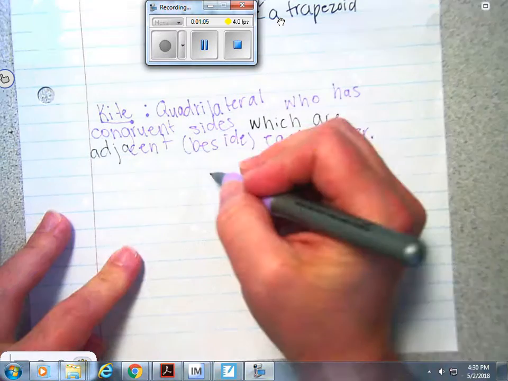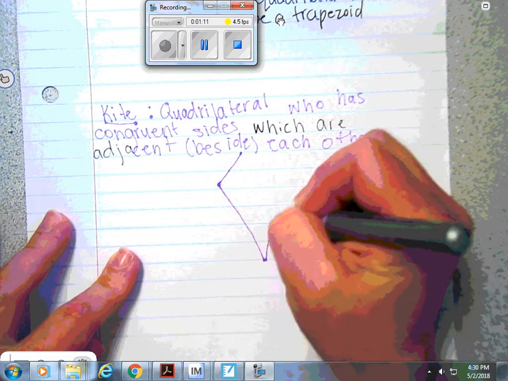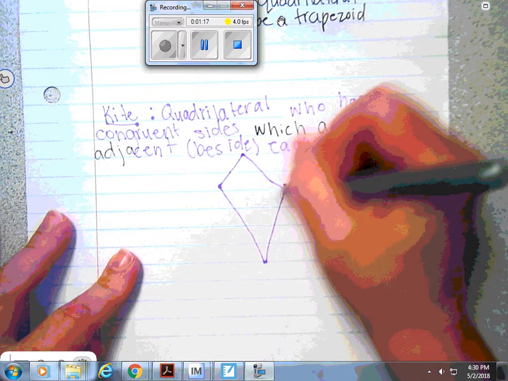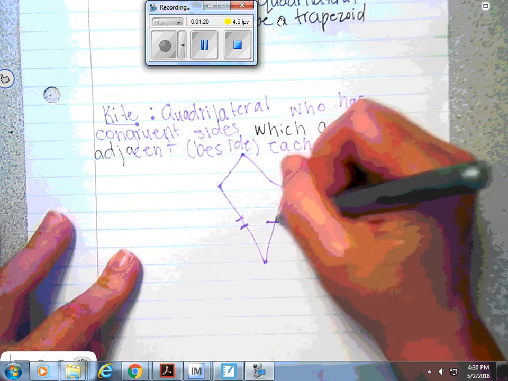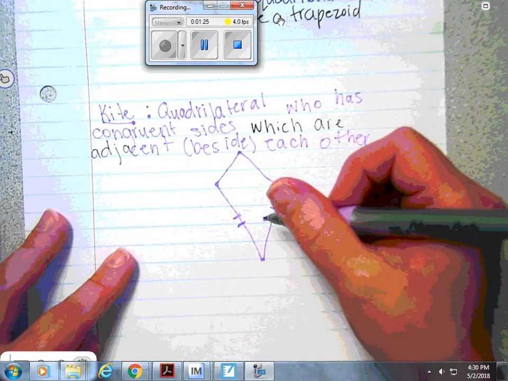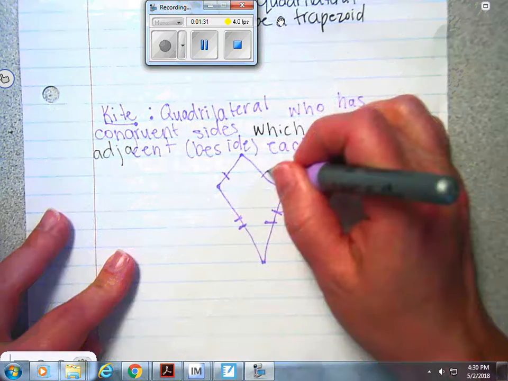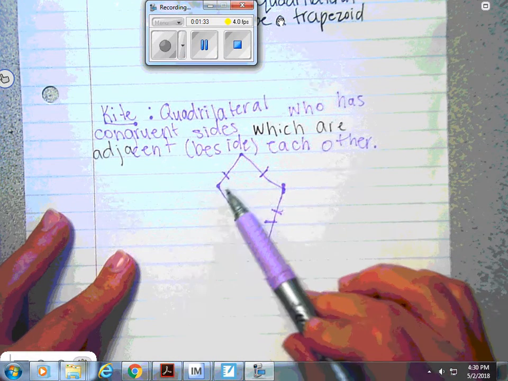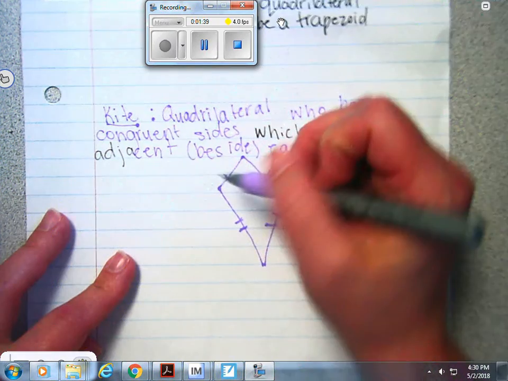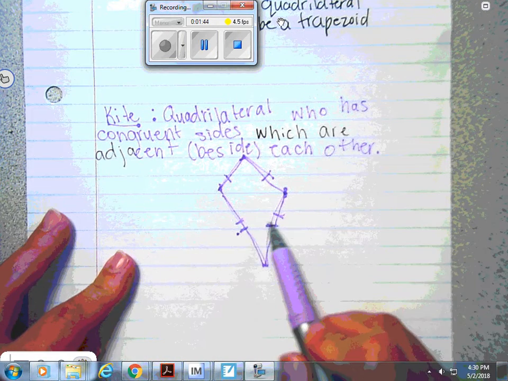Okay, so that means that if I drew a shape, this isn't necessarily the best, but because these sides are beside each other, they are adjacent. And each pair is congruent to the other side. So here are adjacent sides and here are adjacent sides. And these two are congruent to these two.